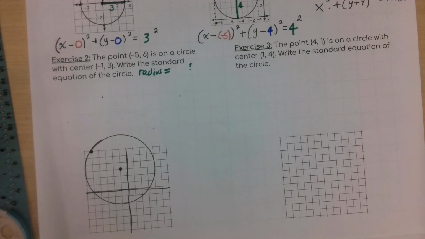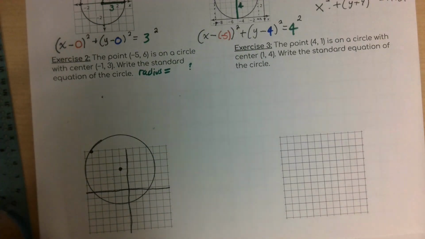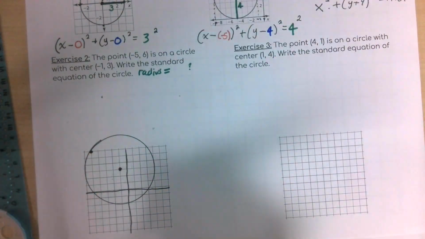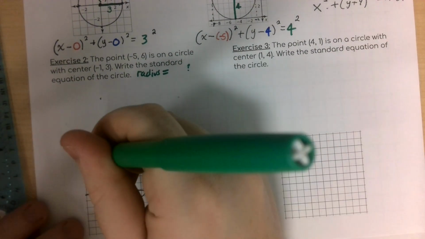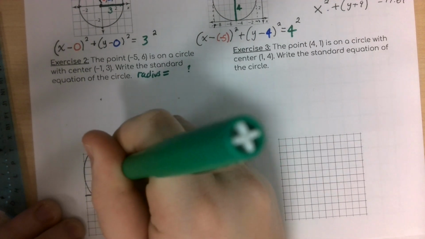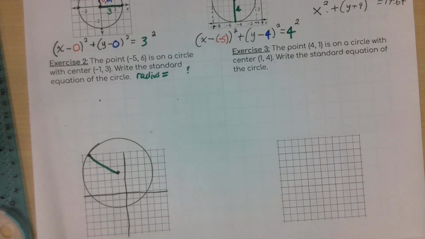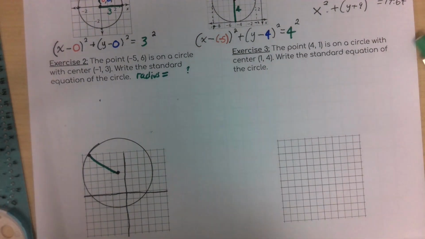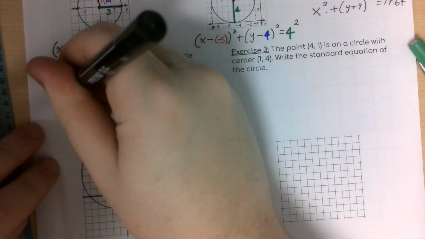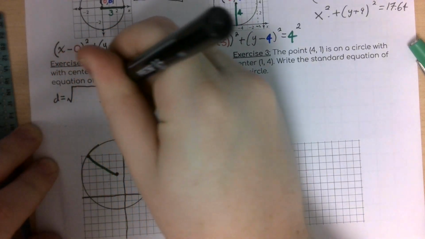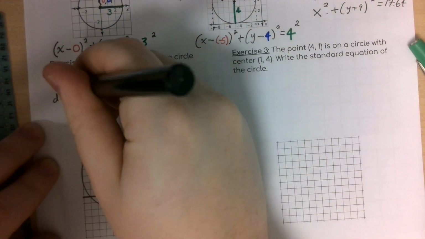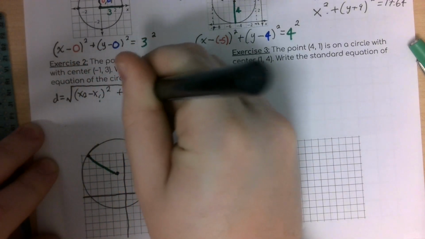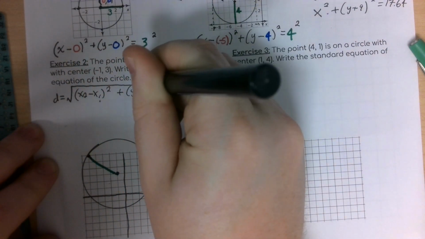We could absolutely use this to find the radius. But I want to show you the best way to find the radius, because your radius is not always going to be a whole number. To find the radius, we're basically looking for the distance between these 2 points, right? So we can use our distance formula. As a reminder, the distance formula goes d equals the square root of x2 minus x1 squared plus y2 minus y1 squared.